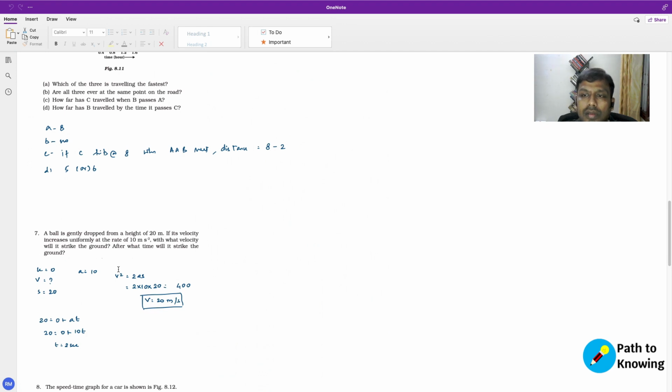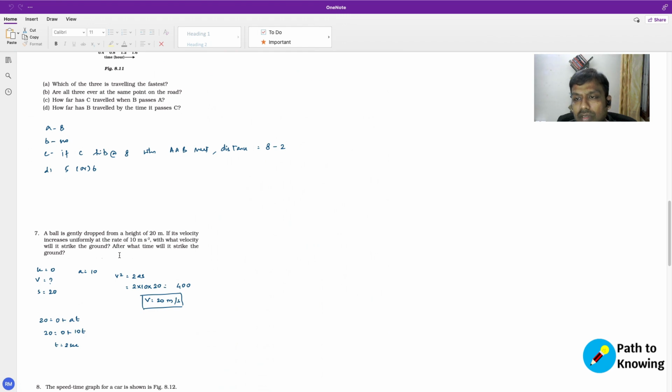Okay, let's go on to the next problem. A ball is gently dropped from a height of 20 meters. If its velocity increases uniformly at the rate of 10 meters per second squared, with what velocity will it strike the ground? After what time will it strike the ground?